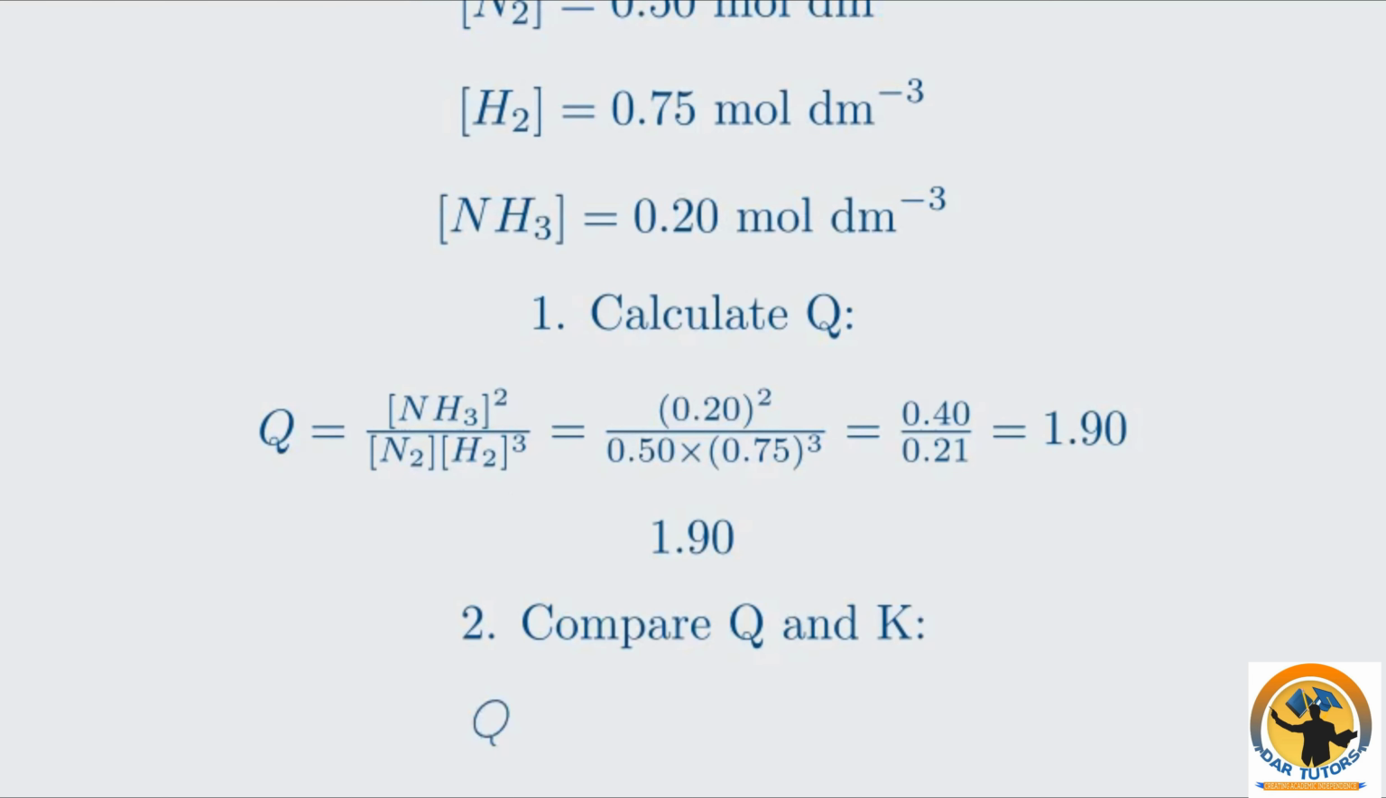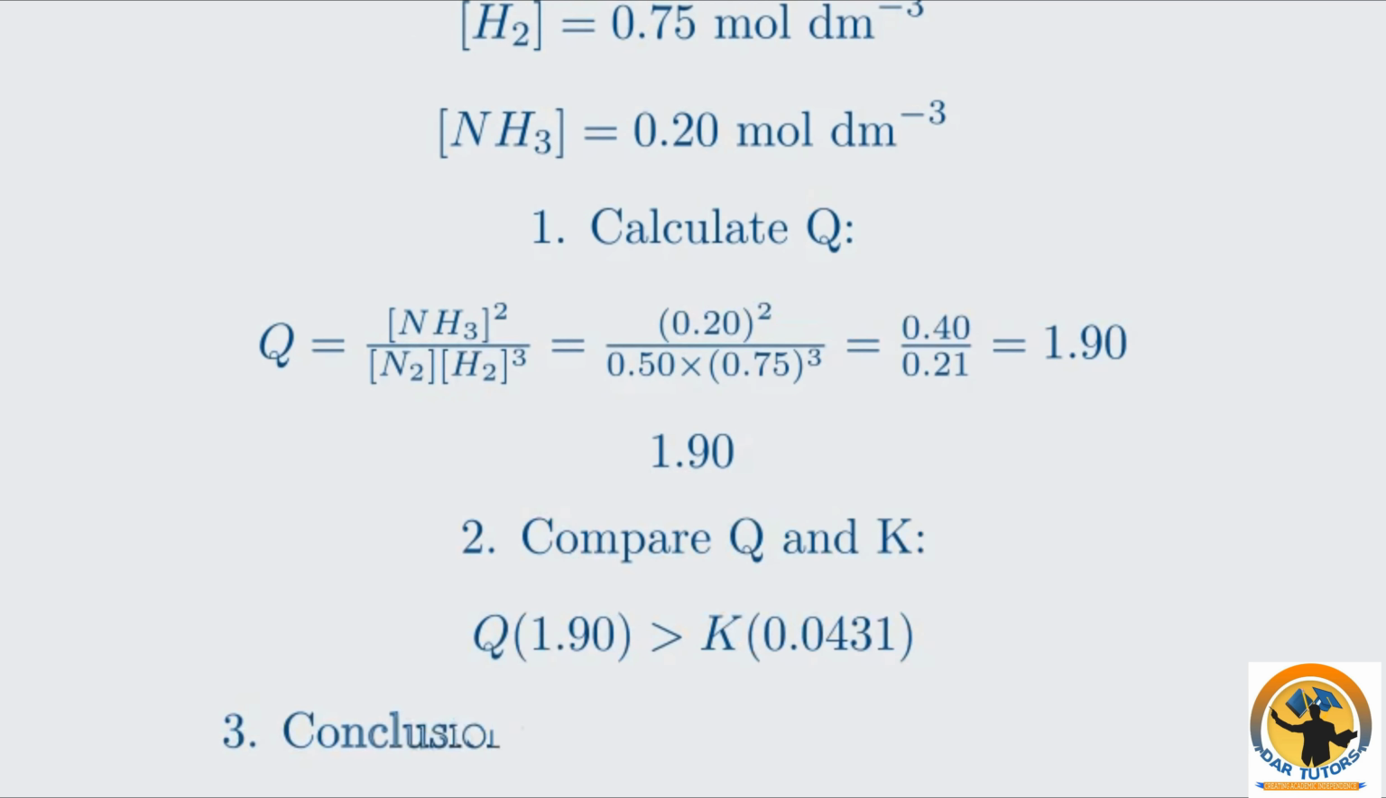Now we compare Q to K. Q is 1.90, which is much larger than K, 0.0431. Since Q is greater than K, the reaction quotient is too large, indicating there are too many products relative to reactants. Therefore, the reaction must shift to the left to reach equilibrium. This means the reverse reaction is favored, consuming ammonia and producing more nitrogen and hydrogen until the Q value equals K. This is how we use Q to predict the direction of a reaction.